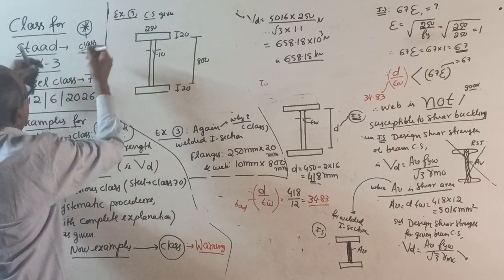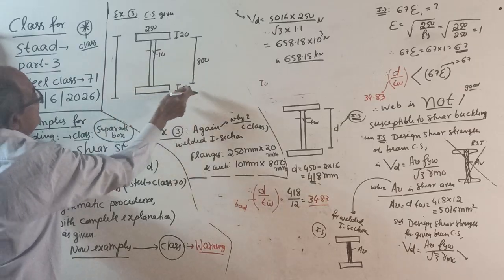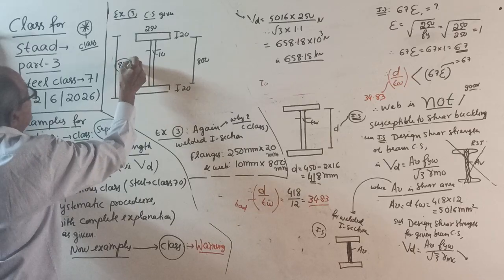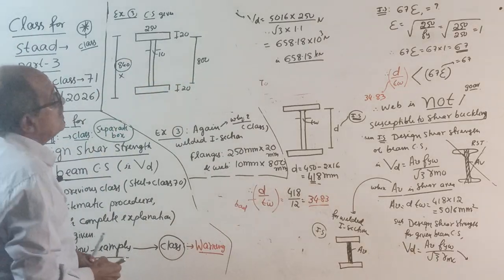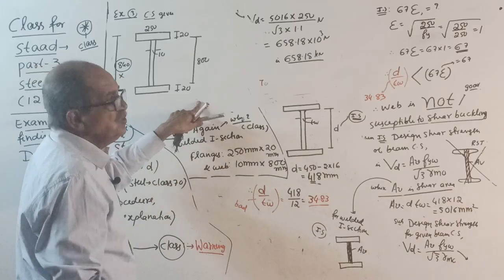Unwanted. Okay, unwanted, right here. In case you require bending strength, see, 800 plus 40 more, 840, if required, but not required. Okay, now start.